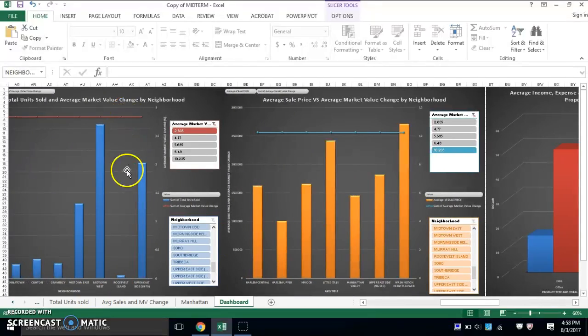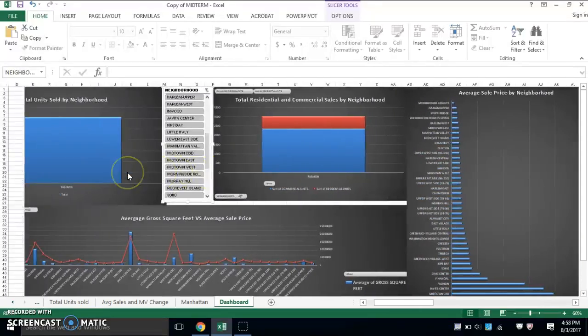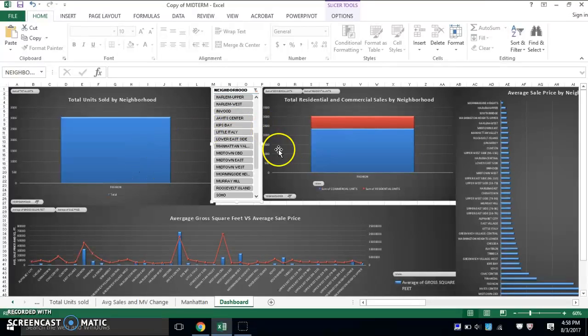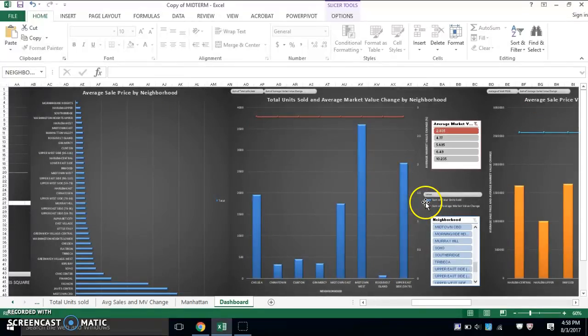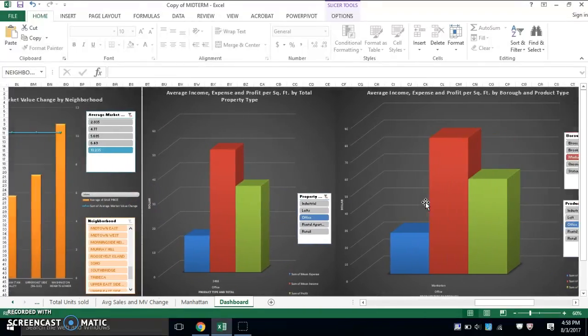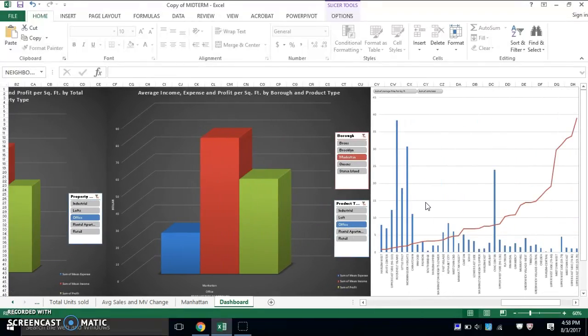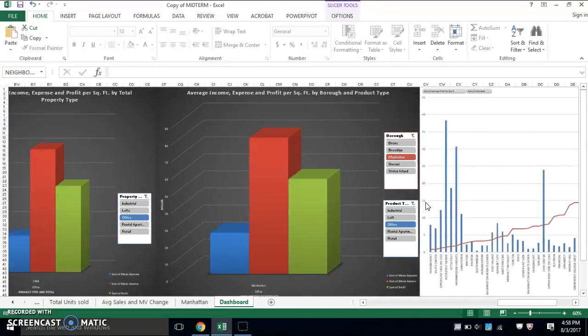Now, this dashboard can be used for multiple other things. It will show a range of different areas, a number of different commercial versus residential homes, and a lot of different data and stats that could be comparable for a lot of people.